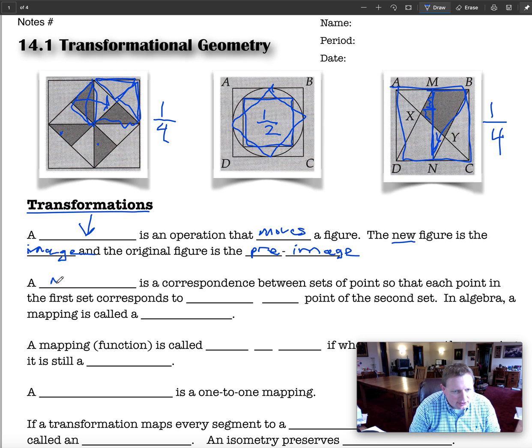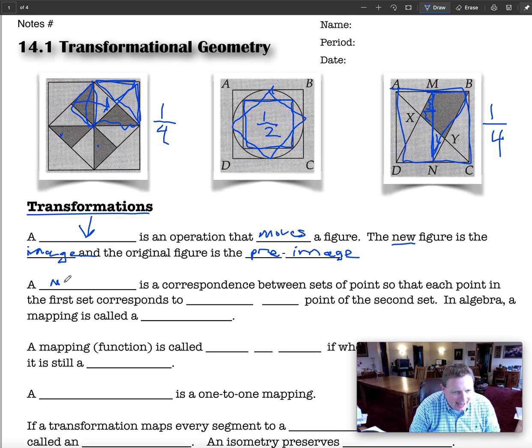So, we're going to learn some vocab words today. A mapping. This is M-A-P-P-I-N-G, a mapping. It looks like a napping, but it's a mapping. It's a correspondence between sets of points, so that each point in the first set corresponds to exactly one and only one point in the second set. If you remember last year from algebra, we called this a function. So each one goes. A mapping and a function, those are synonyms when we are in geometry.